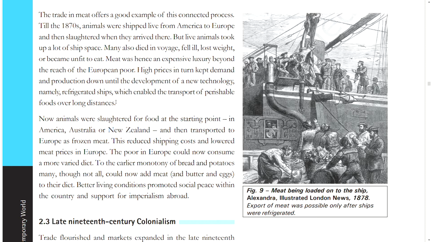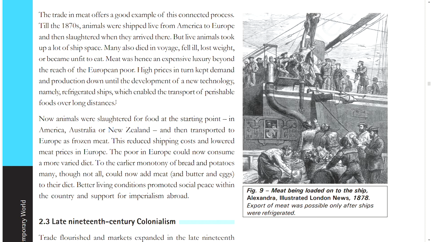High prices in turn kept demand and production down until the development of a new technology, namely the refrigerated ship, which enabled the transport of perishable foods over long distances. Now animals were slaughtered for food at the starting point in America, Australia, or New Zealand and then transported to Europe as frozen meat. This reduced shipping costs and lowered meat prices in Europe.